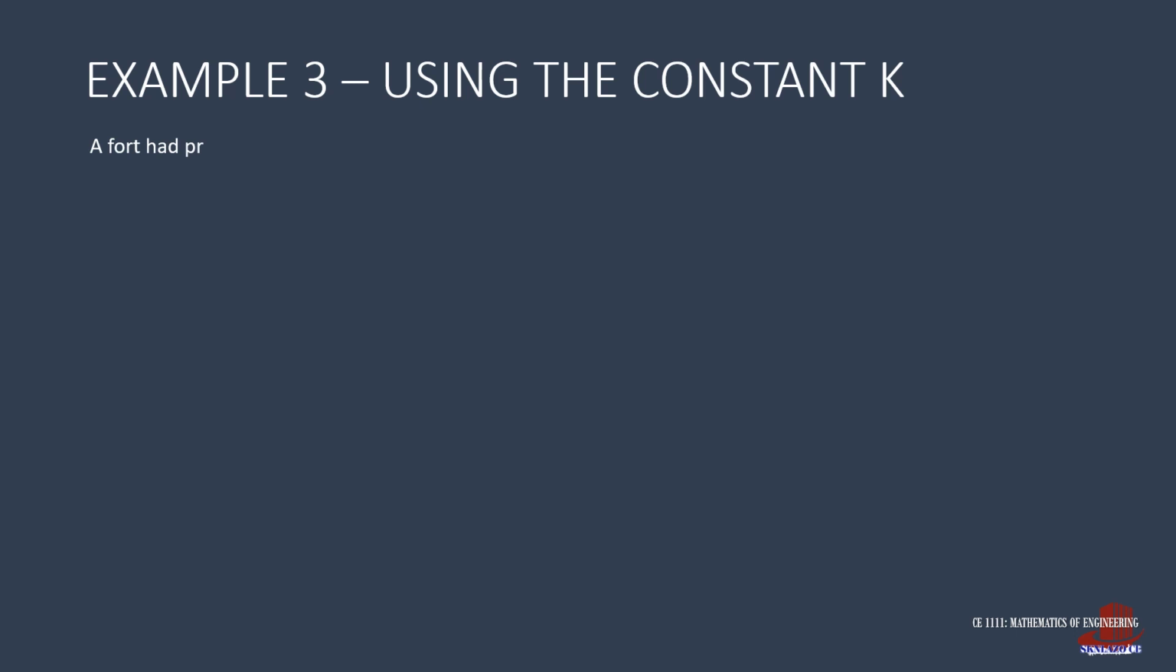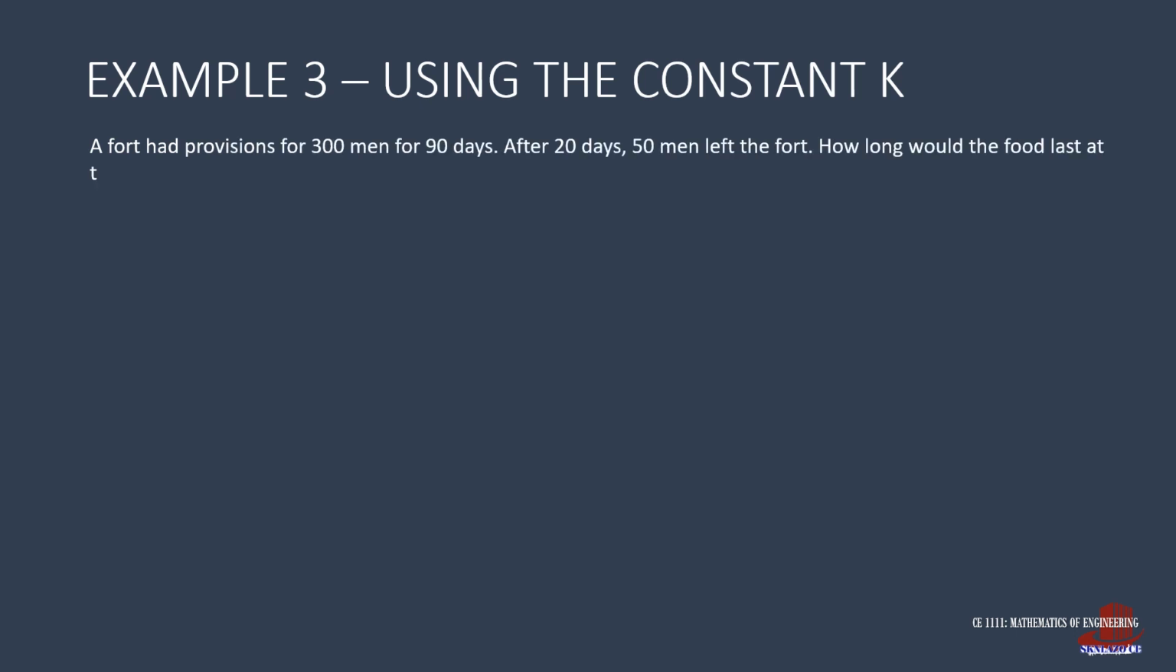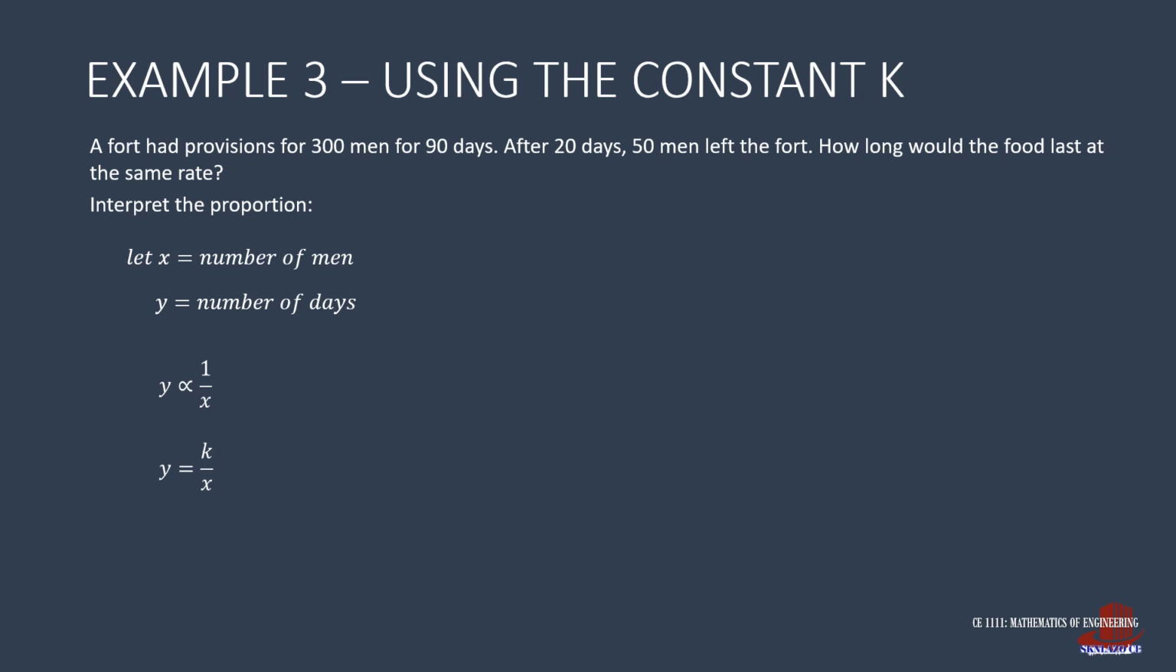For example 3, using the constant k, a fort had provisions for 300 men for 90 days. After 20 days, 50 men left the fort. How long would the food last at the same rate? Assign variables for quantities and let x be the number of men, y the number of days. With the inverse proportion of the situation, we use y equals k over x.